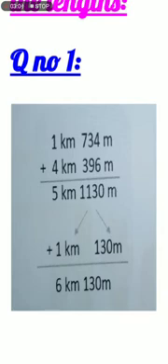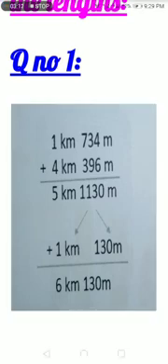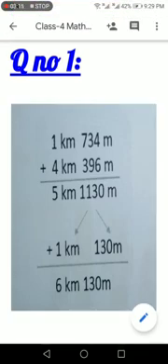So, if you will add them, then 6 plus 4 is equal to 10, and 0 will be written over here, and 1 will be carried over there. Similarly, 9 plus 3 is equal to 12, and plus 1 equals 13. 1 carry over here, 7 plus 3 is equal to 10, and 1 is a carry, so there will be 11. So, 1130 meters.